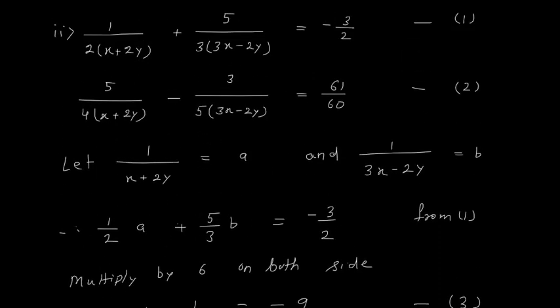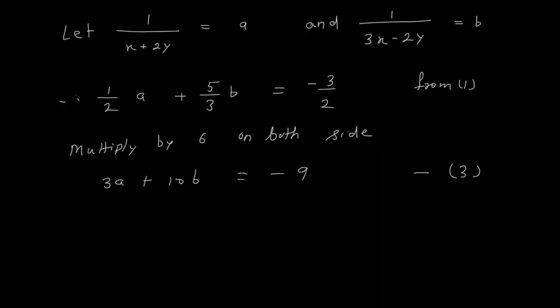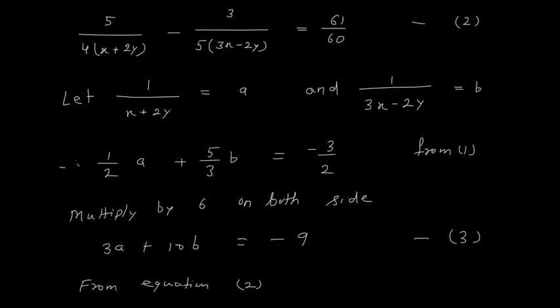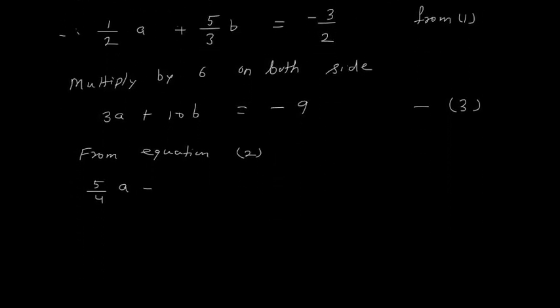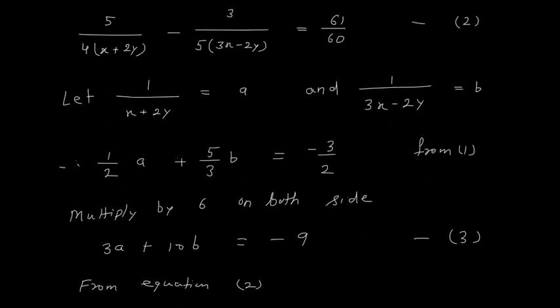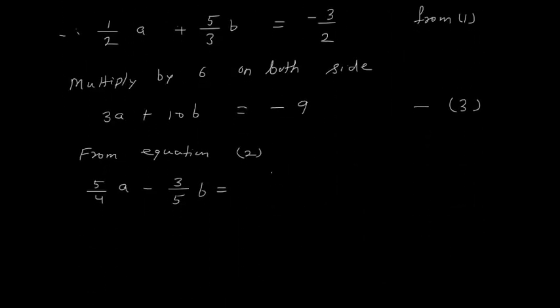Also let us see how equation number 2 will modify. From equation 2, we get 5 divided by 4a minus 3 divided by 5b is equal to, right hand side is 61 upon 60. So 4 times 5 is 20, but on the right hand side the denominator is 60.